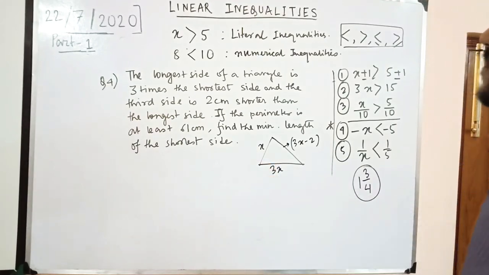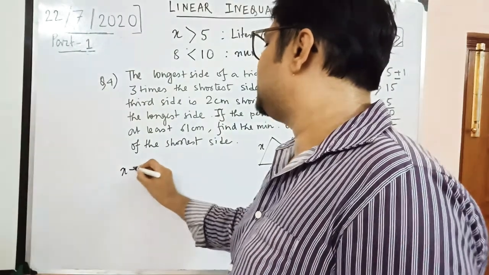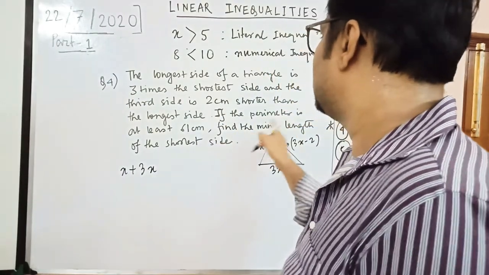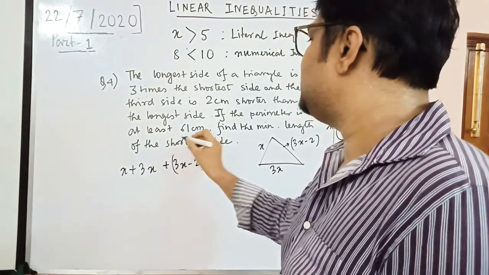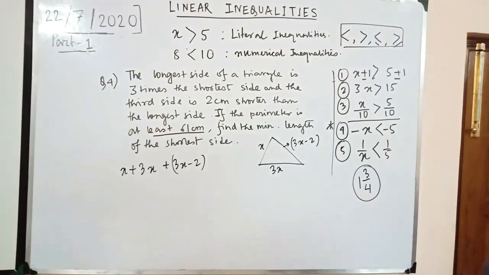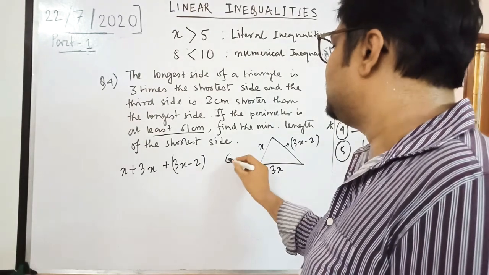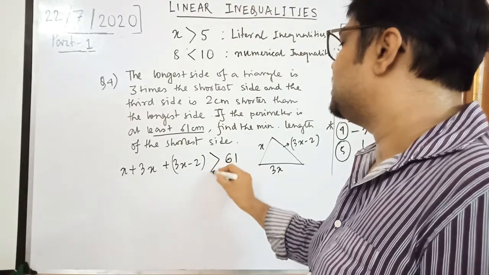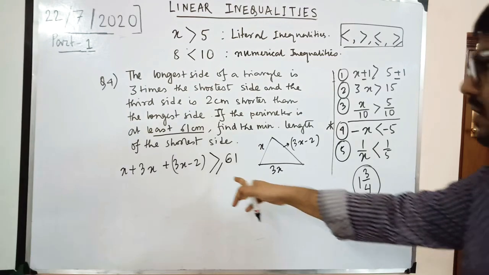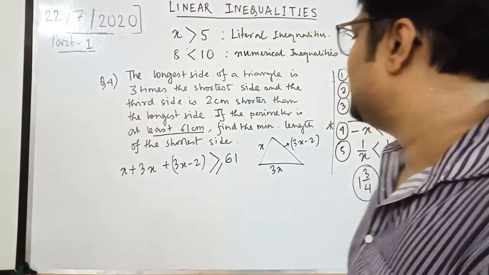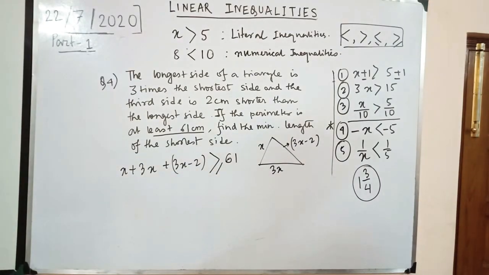This is the shortest. Now the perimeter of this, you can see that x plus 3x plus 3x minus 2. So what they say, the perimeter is at least 61 centimeter, at least 61 centimeter means 61 centimeter or more. So put the symbol correctly, it's this. It's 61, maybe equal to 61 or 62, 63 more. So this side is actually more. So find the minimum length of the shortest side.